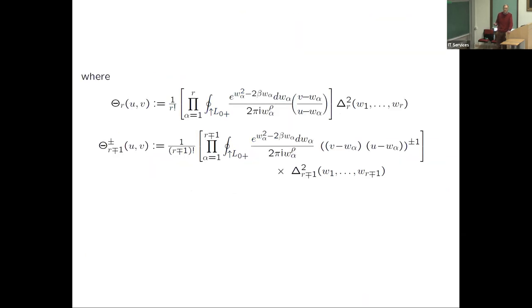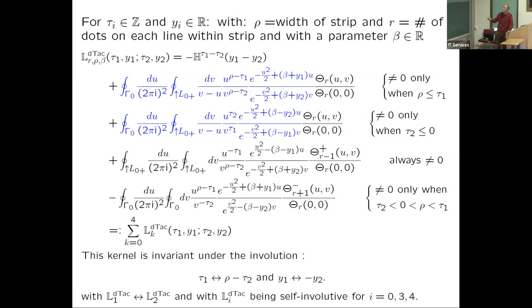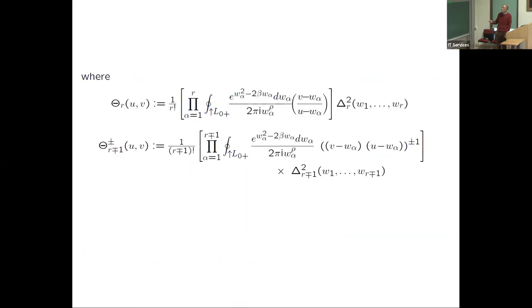I forgot to tell you about the function theta which you saw here. So there's theta r, where r depends on the number of dots on the levels within that strip. Then you have theta plus r minus 1 and theta minus r plus 1, and they are given by the following formula. There are multiple integrals, as many as there are dots on the lines, over the complex lines to the right of the origin, and this is the Vandermonde determinant squared.